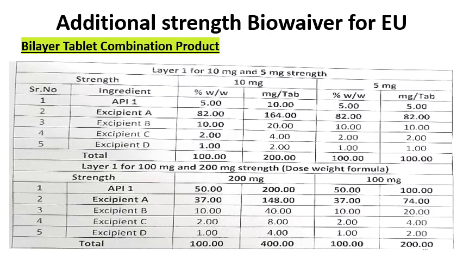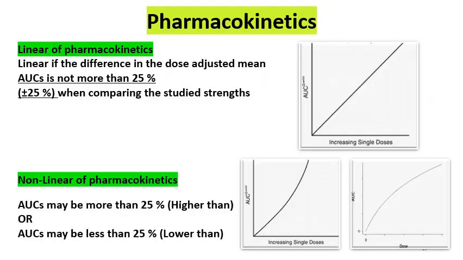Sometimes, based on the pharmacokinetics of the API and the toxicity of the API, a different strength can be required to be the bio strength and not the higher strength. So every product is specific and it should be looked at in a specific way.